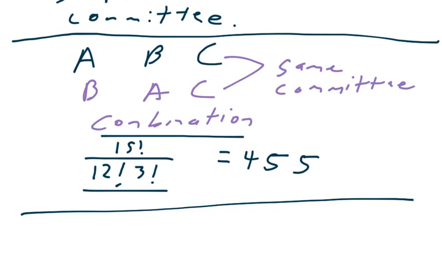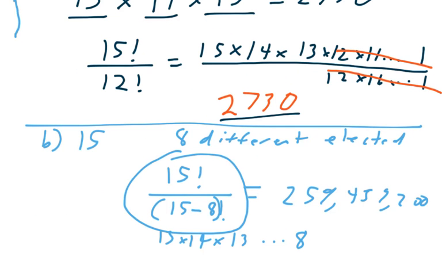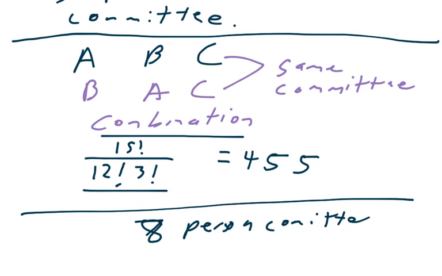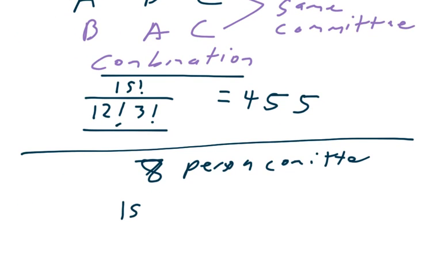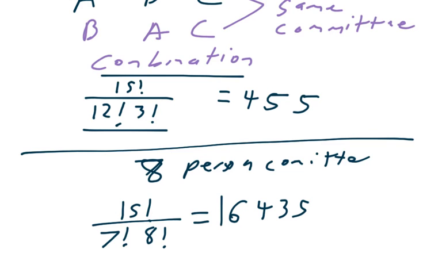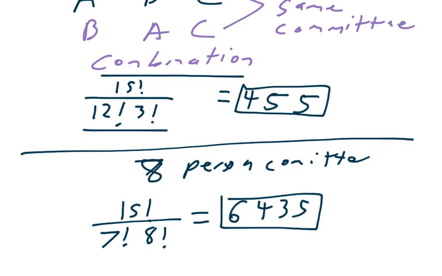Now think about this. Let's say we are doing the same thing, but we are going to have an 8-person committee. So the numbers would have turned out to be the same because 15 minus 8 is 7. And then I also have to divide it by 8. So we are going to get 6,435. And these were combinations. Combinations, order doesn't matter.